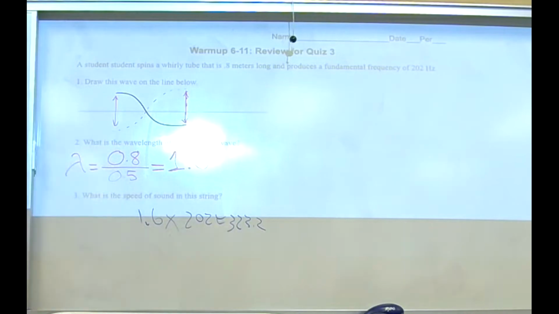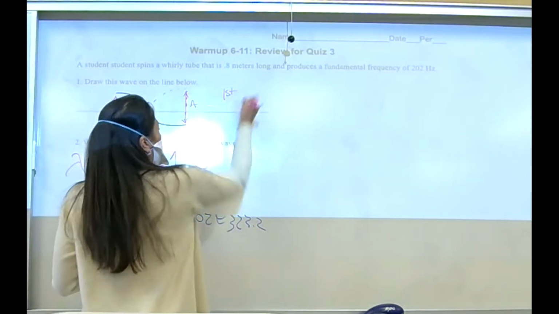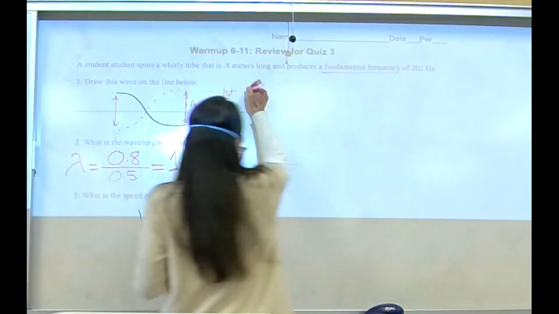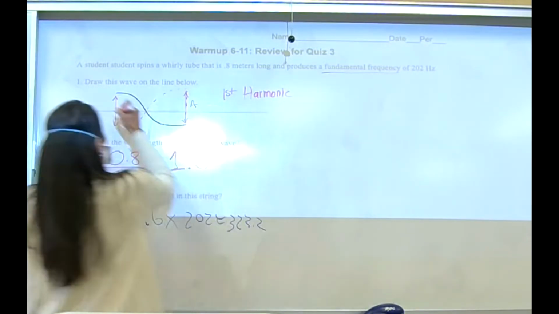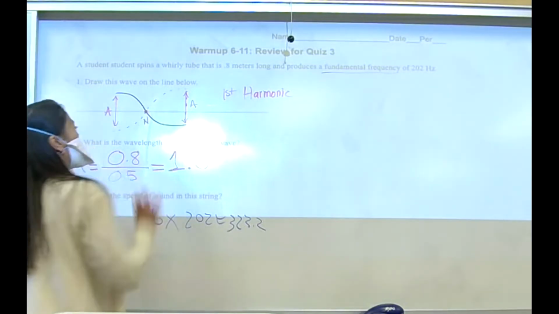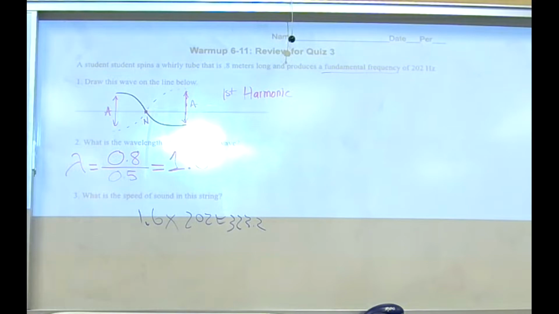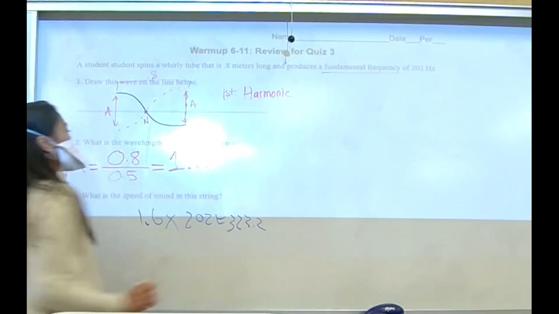So this is the least amount of antinodes I can fit into my tube, which means that it is the first harmonic. And fundamental frequency is the same way of saying first harmonic. So this has 2 antinodes and 1 node. I know that the distance between these two is 0.8 meters.